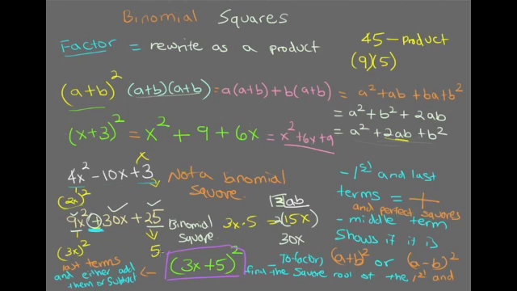So we have 3x plus 5, and we square the whole quantity. And that's how you find a binomial square. That's how you recognize a binomial square. That's how you multiply out a binomial square. And that's how you factor a binomial square.